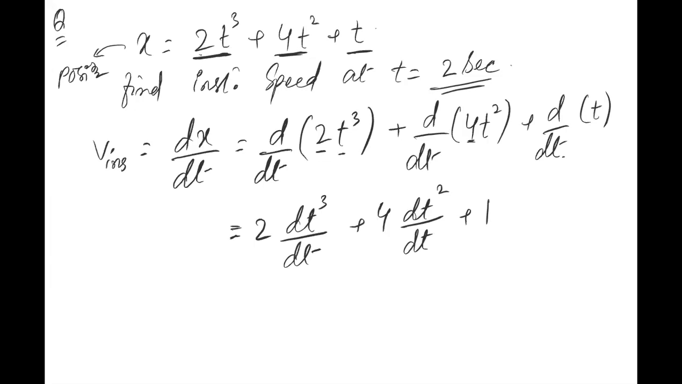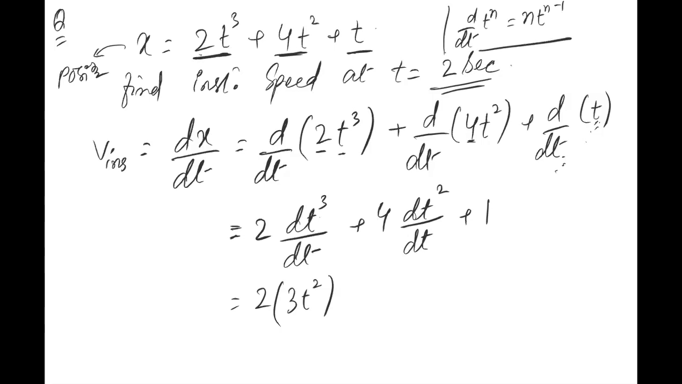dt/dt undoubtedly you can claim to be 1. dt/dt is nothing but 1, right? Okay, so now we differentiate this. The differentiation of t³ would be 3t². I hope you are getting this. Sir, how? According to the formula, d/dt of t to the power n is n t to the power n minus 1. Okay? According to this formula.